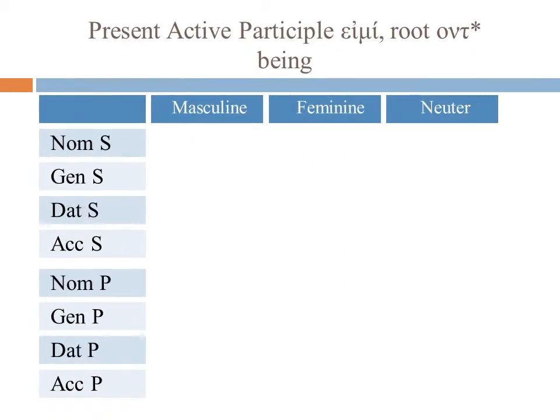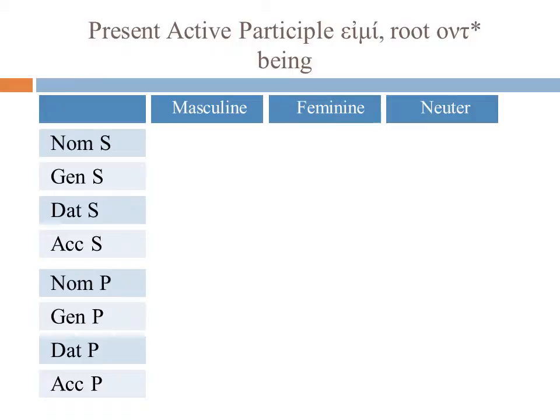The present active participle of εἰμί, the root of which is ὀντ, and εἰμί by itself means "I am," you remember? And therefore its participle would be "being." So this is the participle of being. Remember, the participle is an adjective, so we're going to decline it just like we normally decline an adjective. But a present active participle is always in a 3-1-3 declension. So let's look at it.